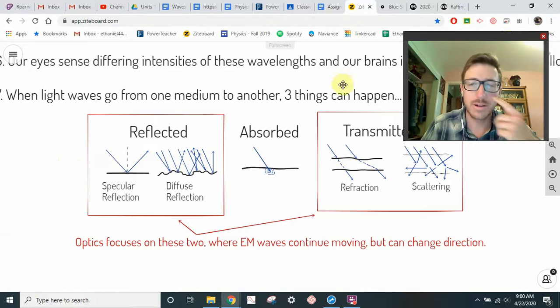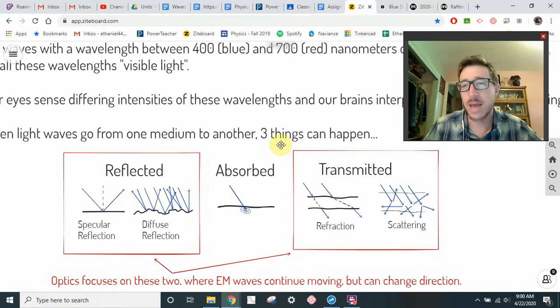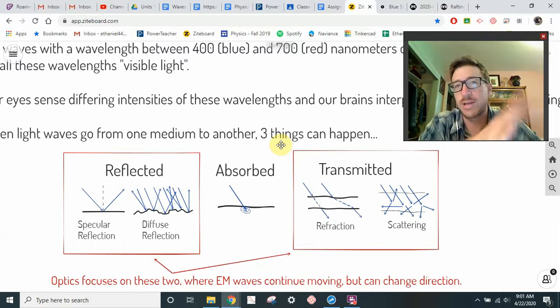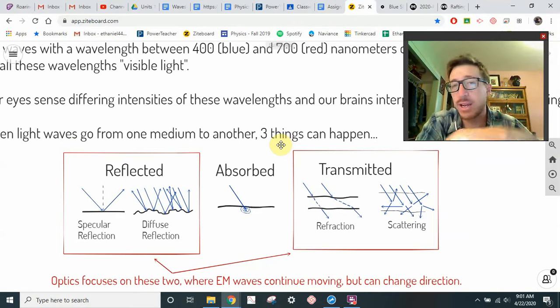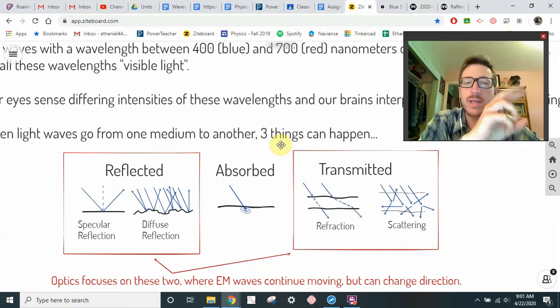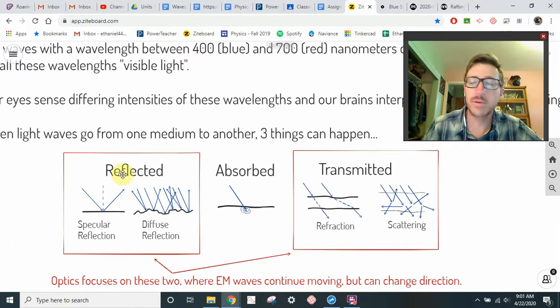So if you guys recall, three things can happen when light goes from one medium to another. Okay, so if it goes from air to water, or a vacuum to air, or air to glass, or any kind of thing like that, three things can happen. It can either be reflected, which we just finished talking about. That reflection can be specular, or it can be diffuse. It can be absorbed, or it can be transmitted.